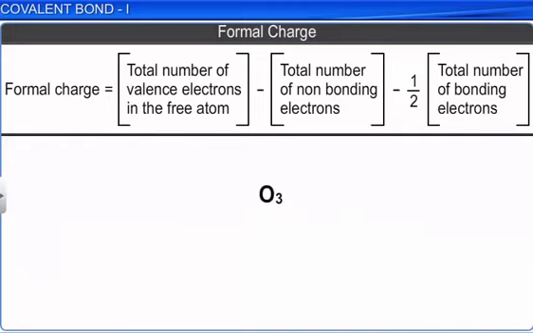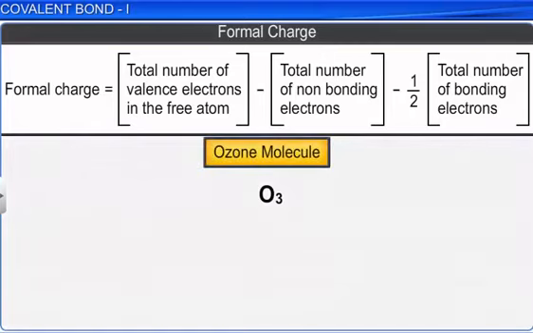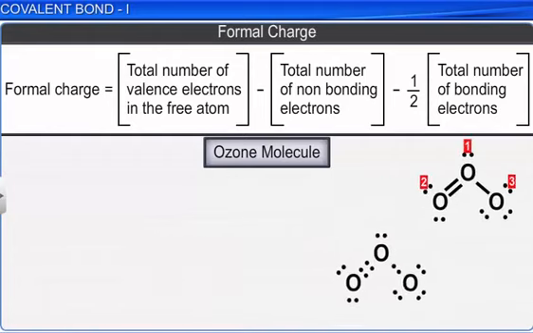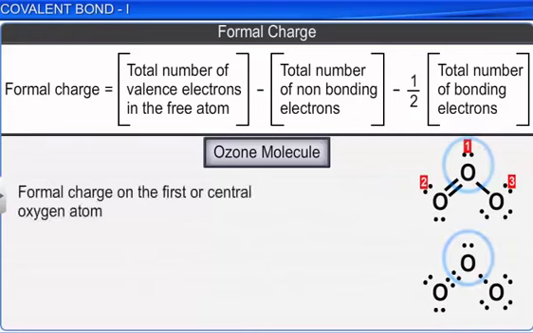Let's calculate the formal charge on the oxygen atoms in the ozone molecule. In the ozone molecule, 3 oxygen atoms are present. Of these 3, 1 oxygen atom acts as a central atom. This is the Lewis structure of the ozone molecule. Let us number the 3 oxygen atoms as 1, 2, 3 respectively. Let us first calculate the formal charge on the first or central oxygen atom.